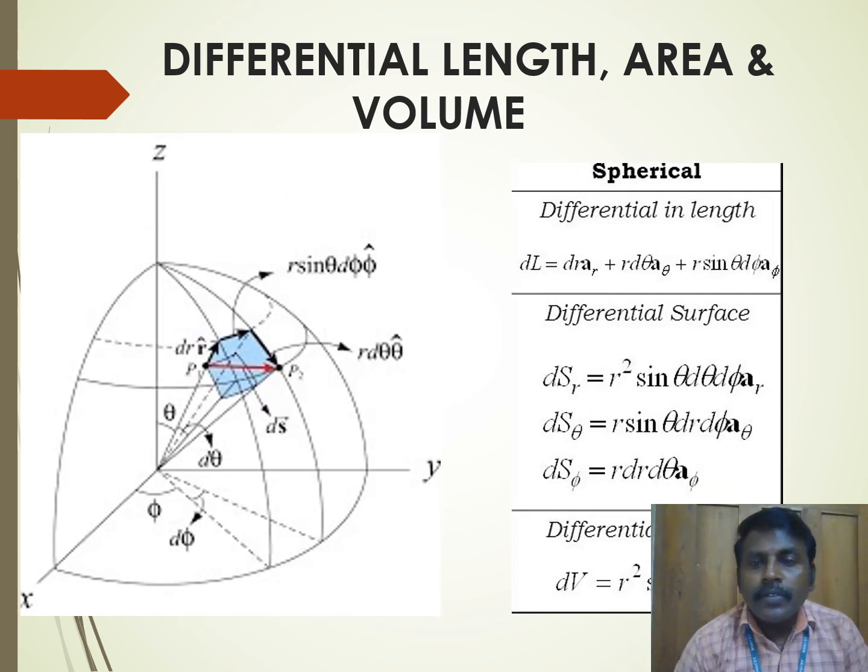Similarly for the spherical coordinate system, the differential length is dl equals dr a bar r plus r d theta a bar theta plus r sin theta d phi a bar phi. Then differential surface dsr equals r square sin theta d theta d phi a bar r, ds theta equals r sin theta dr d phi a bar theta, and ds phi equals r dr d theta a bar phi. Similarly for differential volume.